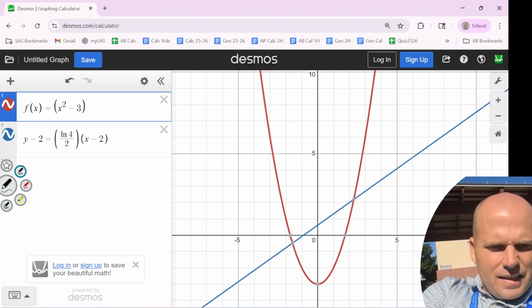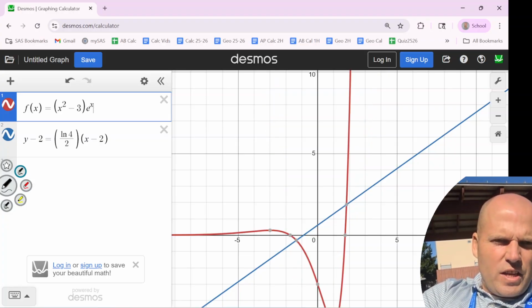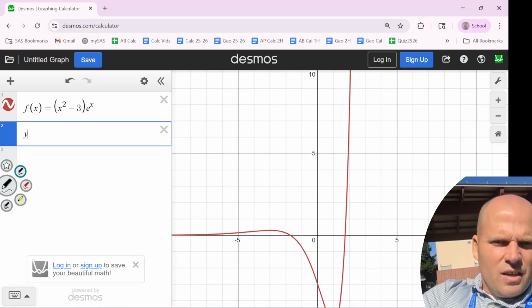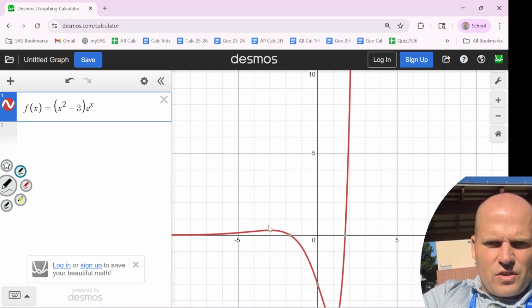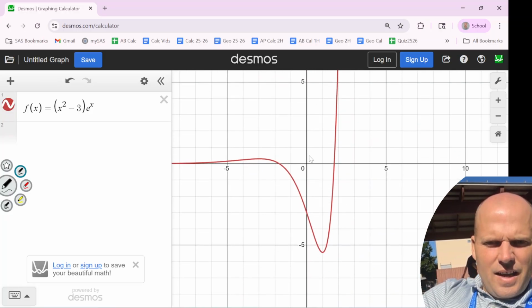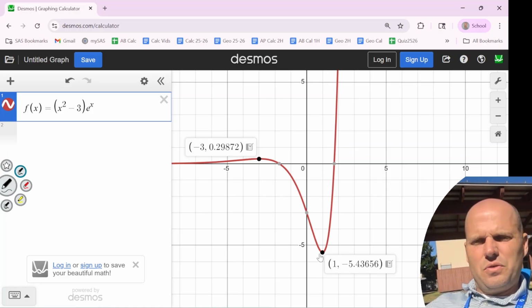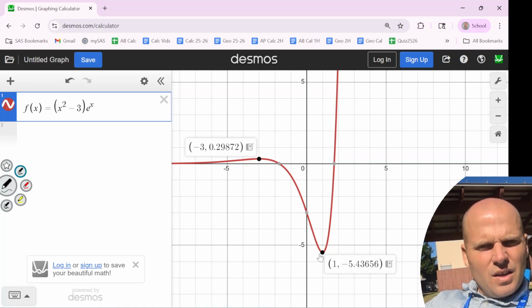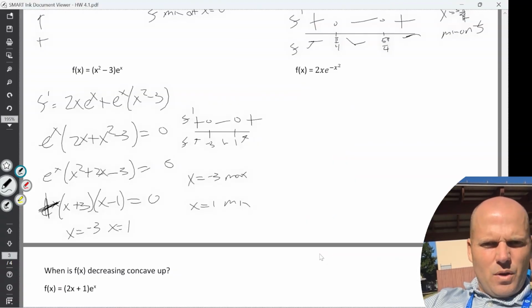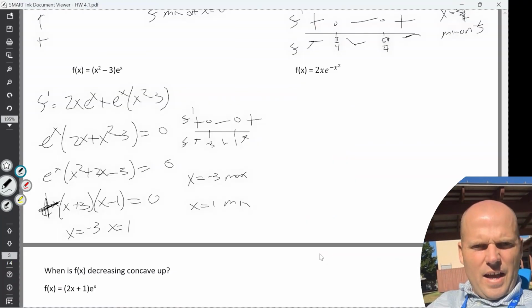It's really cool how the fact that the slopes of e to the x are e to the x helps you find locations of maxes and mins. It's not hard to do. It's pretty cool. Max at -3, min at 1. This is all math.